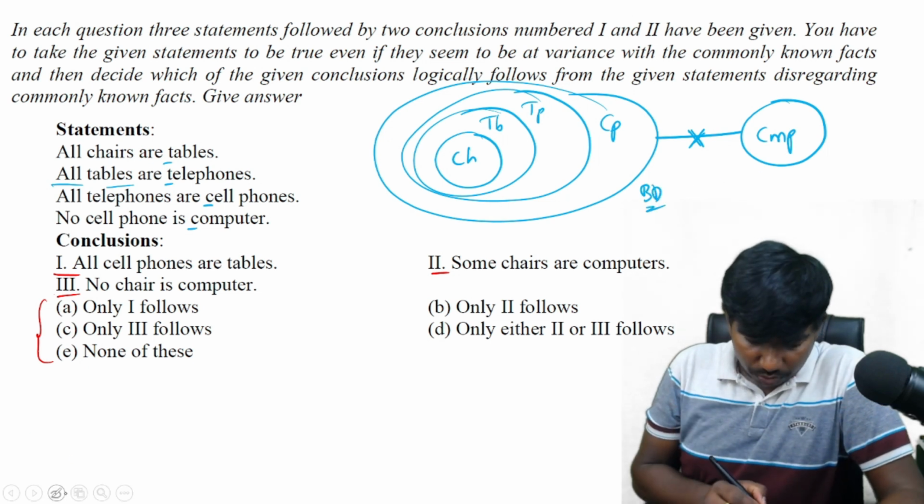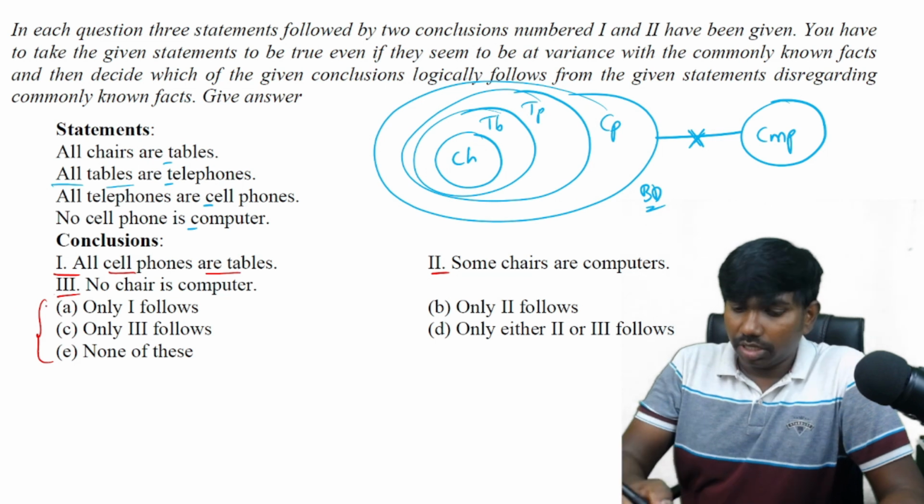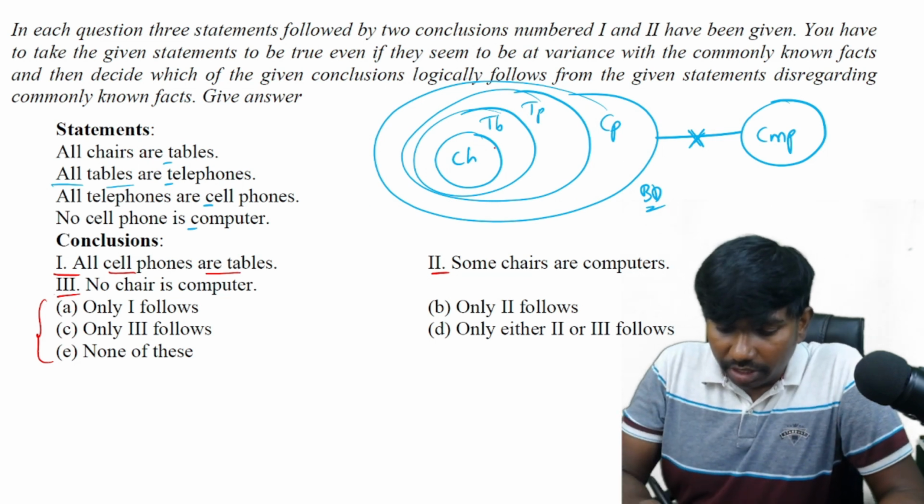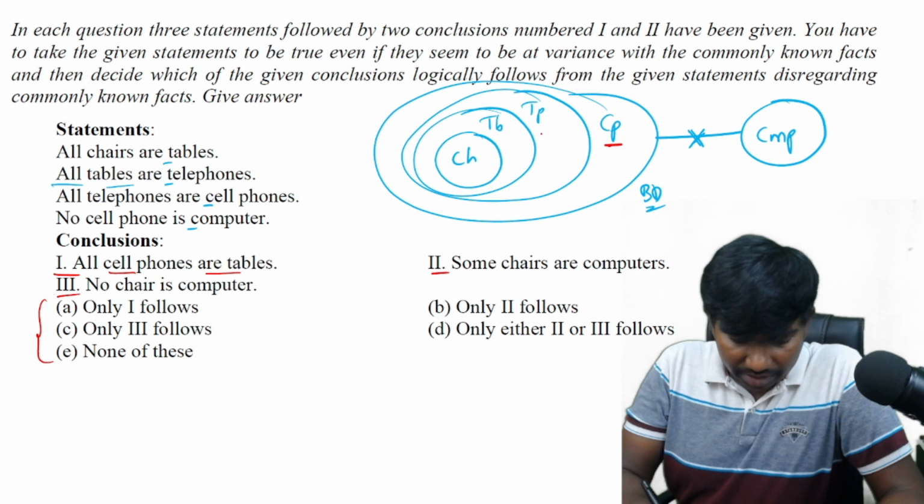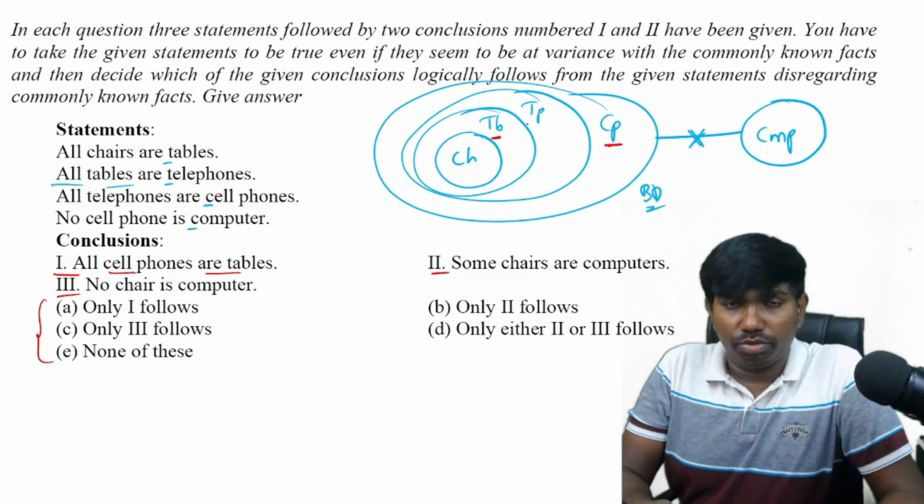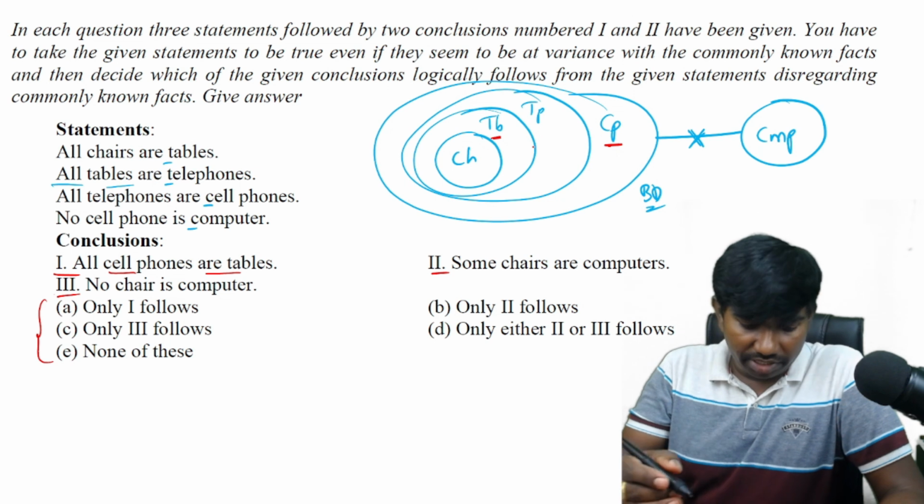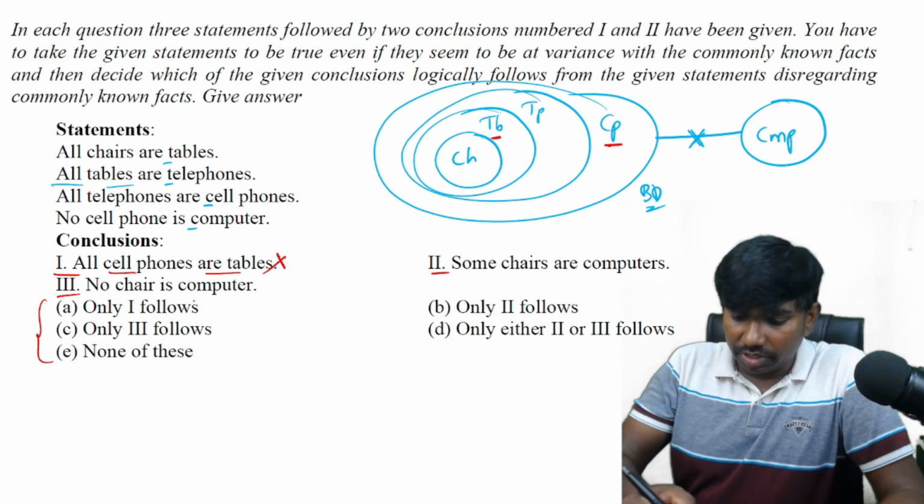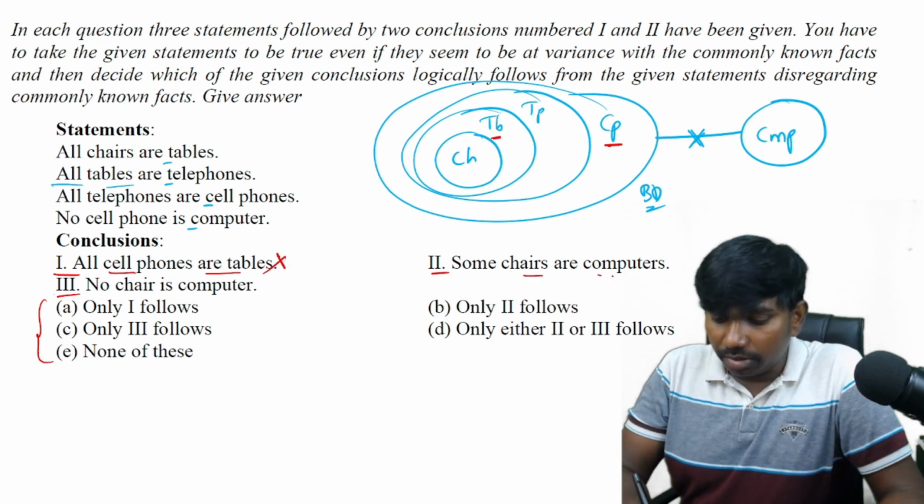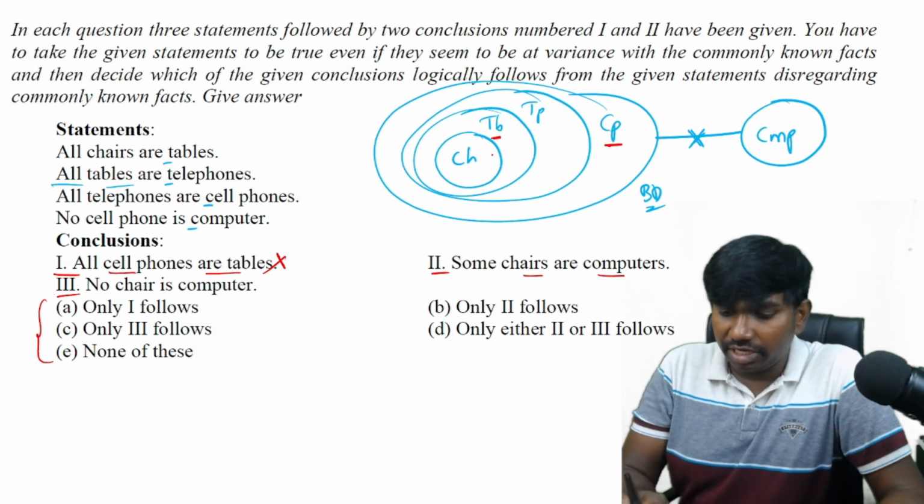Let us verify conclusions. All cell phones are tables. He is telling that the complete cell phone circle is inside the table circle. No. The table circle is inside the cell phone circle, but the cell phone circle is not inside the table circle. That's why fail. Second, some chairs are computers. There is no intersection between chair and computer, and they cannot intersect also. So it is also fail.